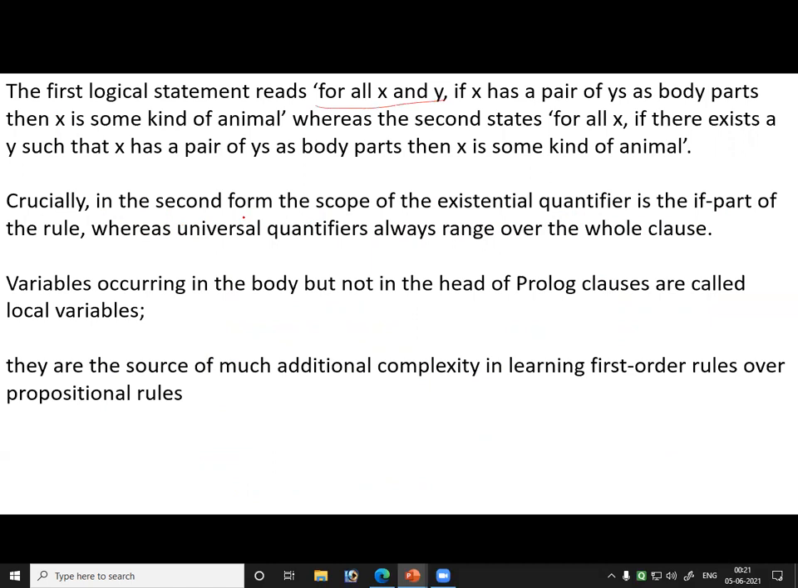Crucially, variables occurring in the body but not in the head of Prolog clauses are called local variables. Local variables are the source of much additional complexity in learning first order rules over propositional rules. This is first order logic. This is what Prolog is.